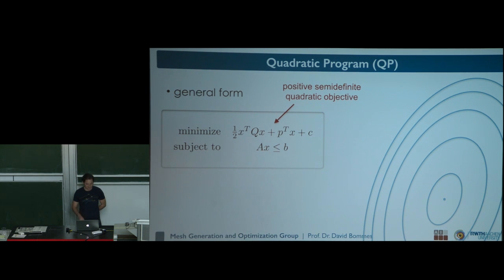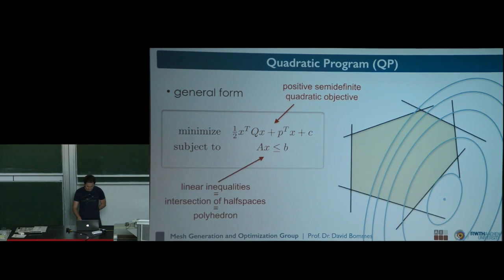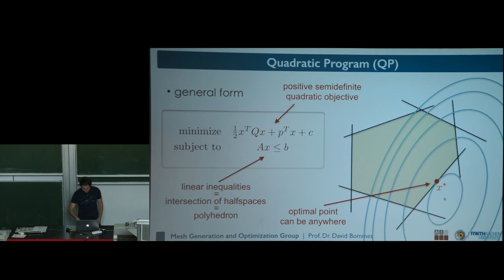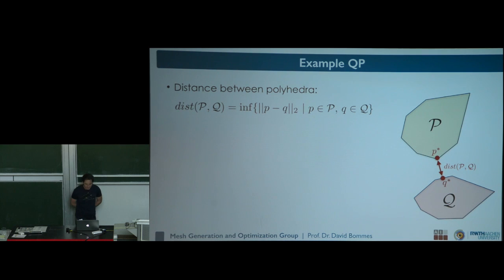For a quadratic program, something you have to take care of: it doesn't mean that the constraints are quadratic, so they are still linear, which means that we still optimize on a polyhedron. The biggest difference compared to linear problems is that now the minima can appear anywhere in the feasible region. So you're not restricted to corner points, which requires different algorithms to solve quadratic programs.